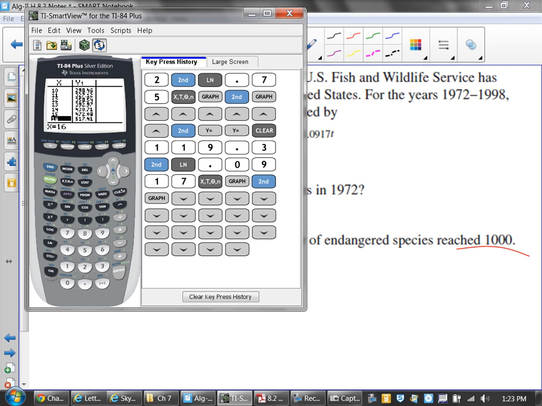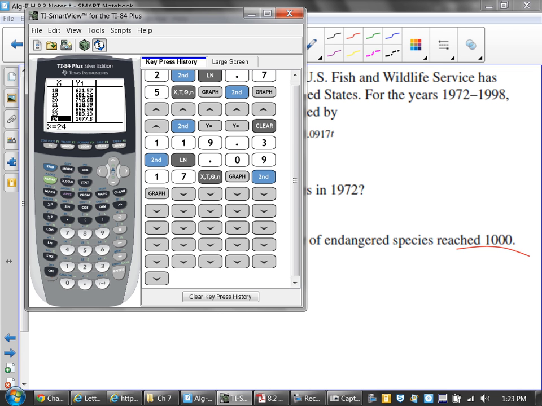If it's between, do you go up or down? You just round up. So 24 years after 72, so that'd be 96.